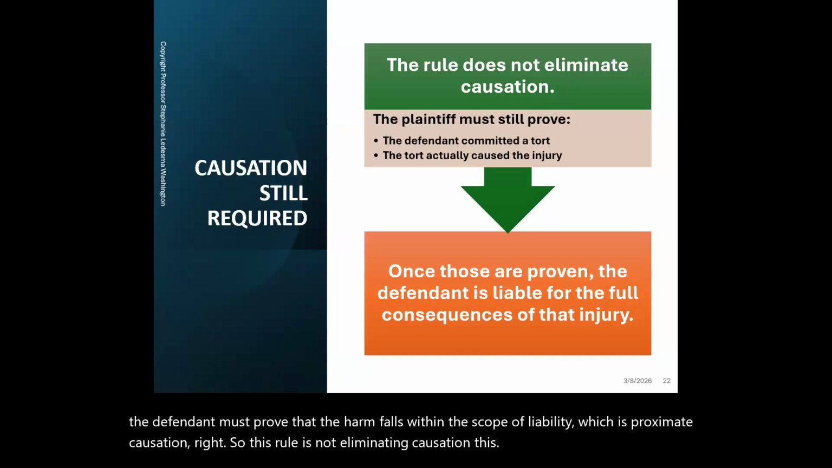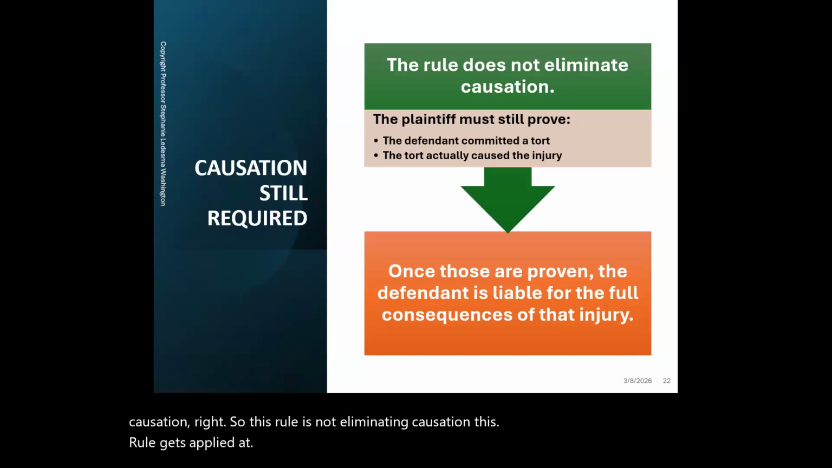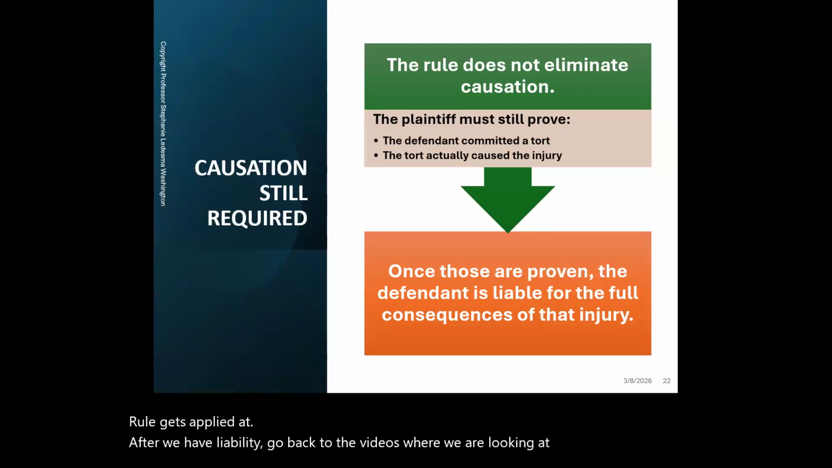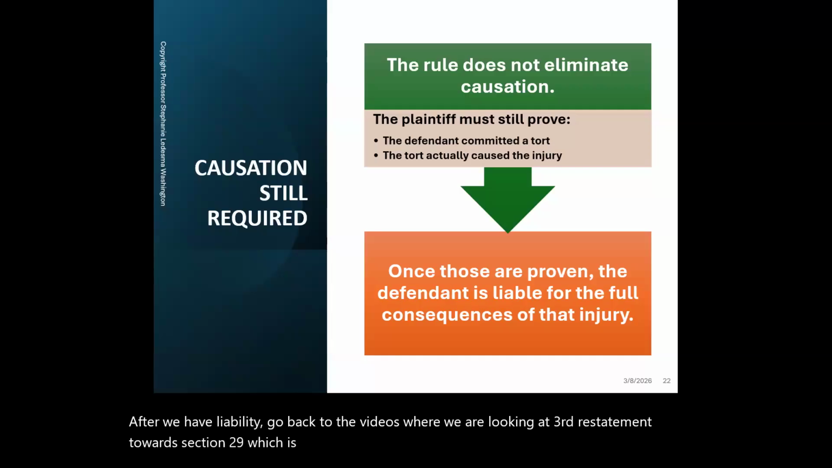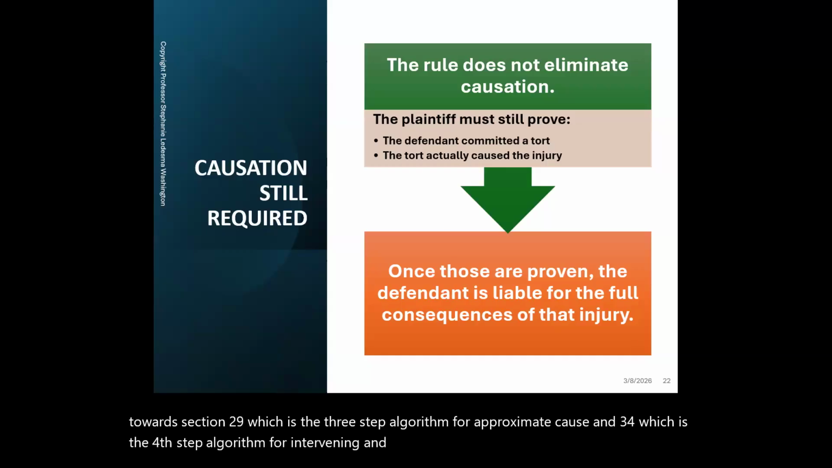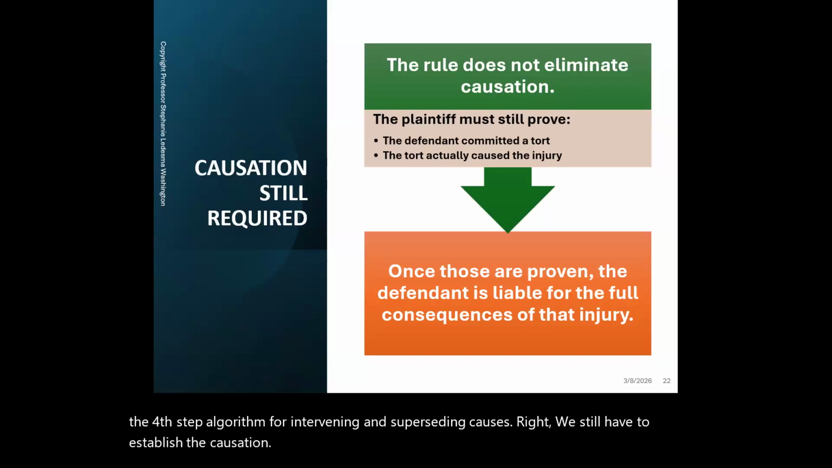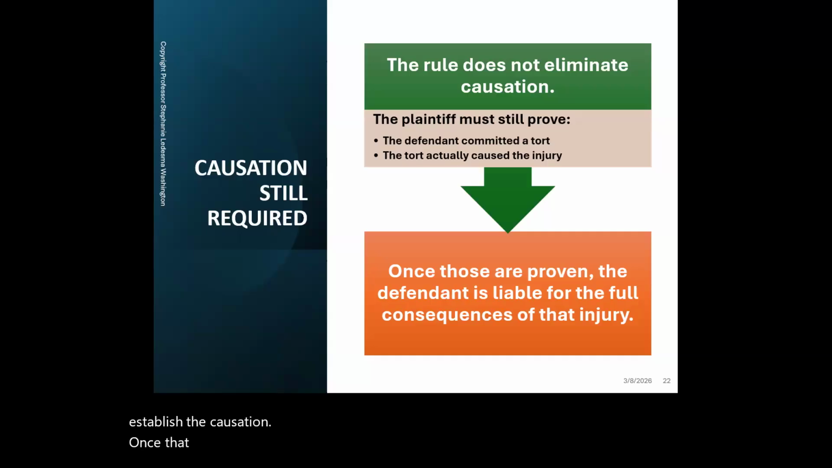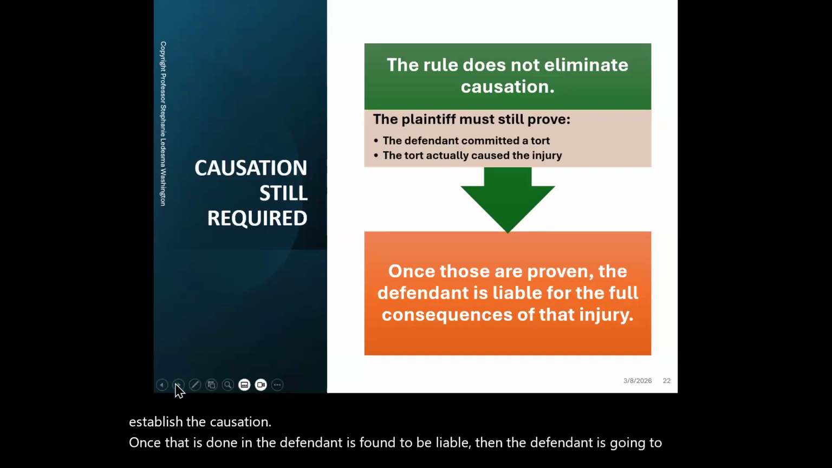This rule gets applied after we have liability. Go back to the videos where we are looking at Third Restatement of Torts, section 29, which is the three-step algorithm for proximate cause, and 34, which is the four-step algorithm for intervening and superseding causes, right? We still have to establish the causation, but once that is done and the defendant is found to be liable, then the defendant is going to have to take the plaintiff as they found them.